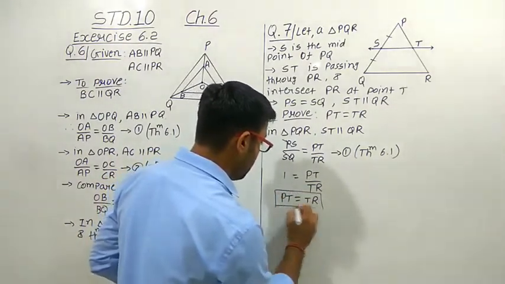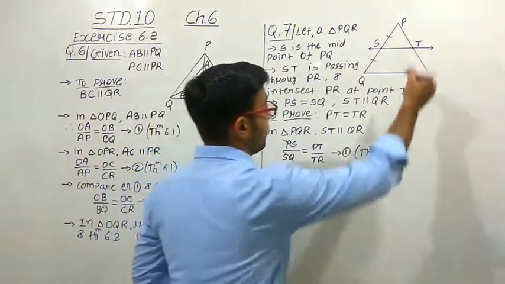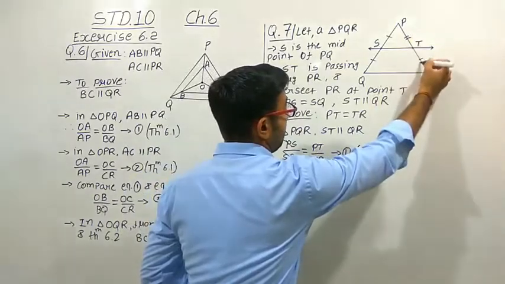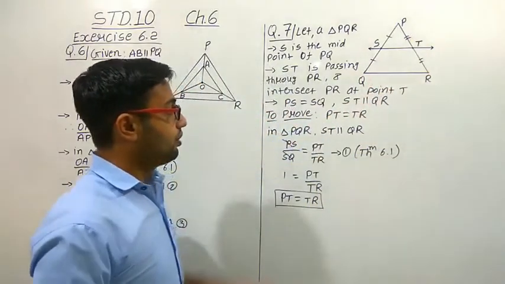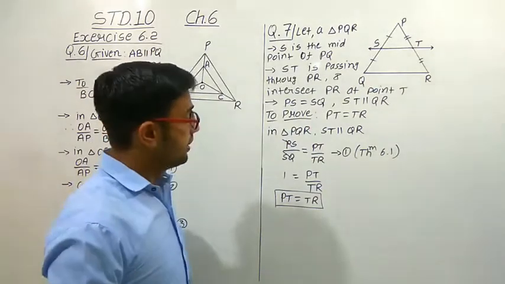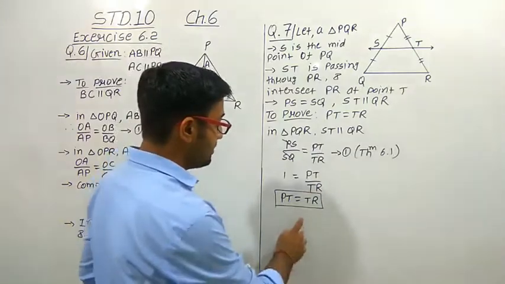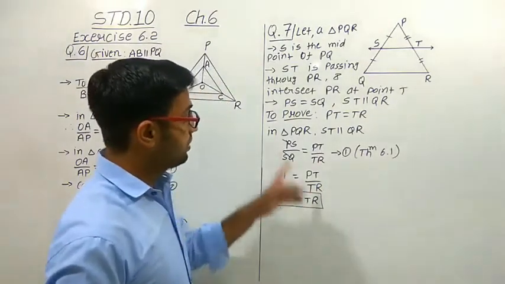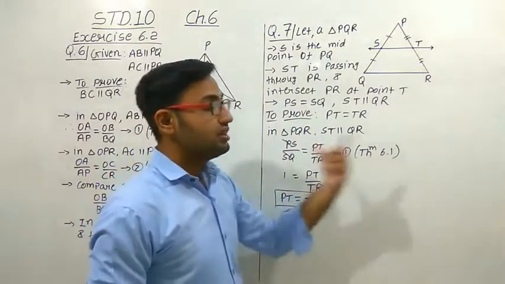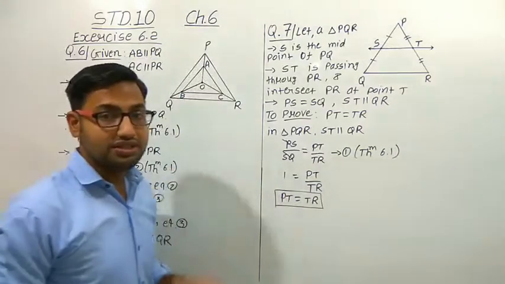Both the values are equal. And what is the meaning of this? PT and TR are also making equal parts. And that means T will be the midpoint of the side PR. Here we had to prove that PT is equal to TR. So this is the result that we have already proved in standard 9. Here also we can prove this result using theorem 6.1. So this is all about this lecture.